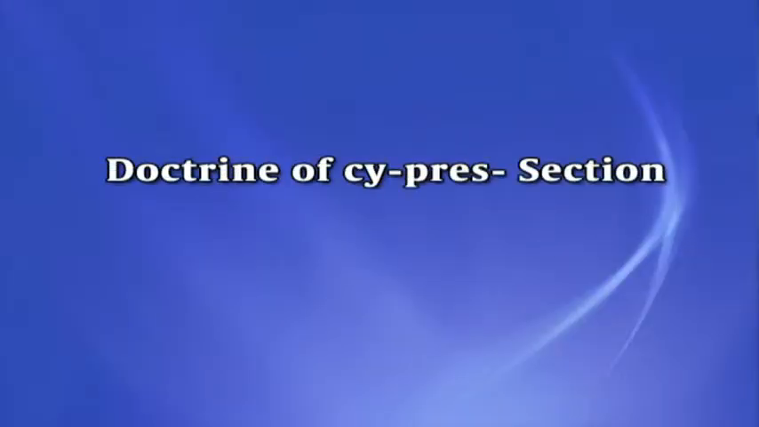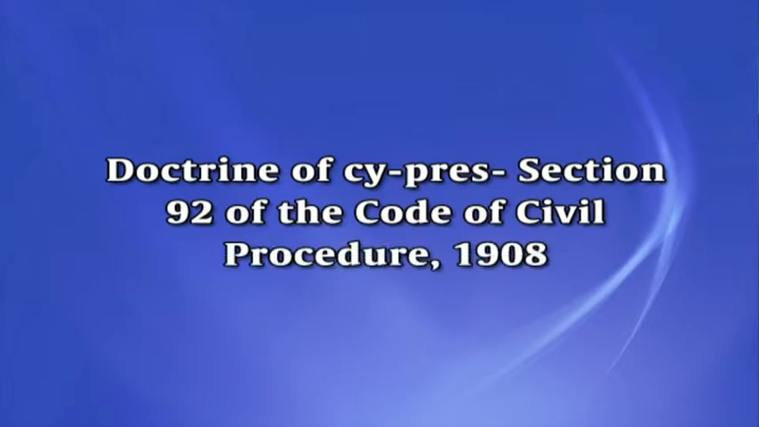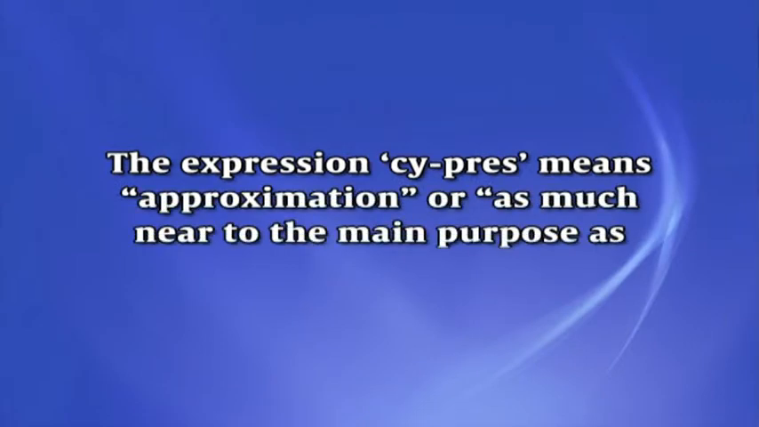Third is the Doctrine of Cy-pres. Section 92 of the Code of Civil Procedure 1908 establishes this doctrine. It is based on the principle of giving effect to the intention of the testator as far as possible. The expression cy-pres means approximation, or as near to the main purpose as possible. Section 92 provides for instituting a suit for the proper management of an endowment.